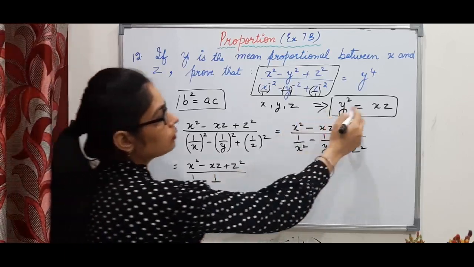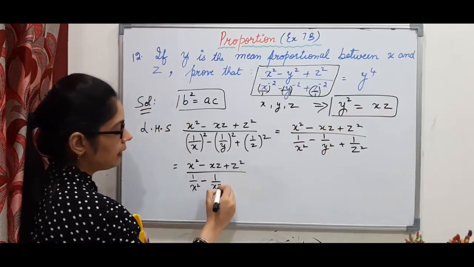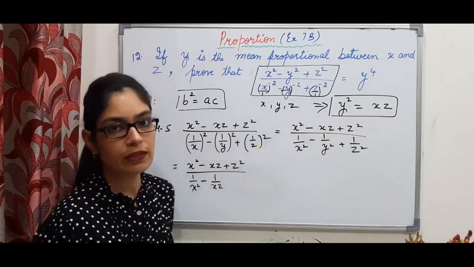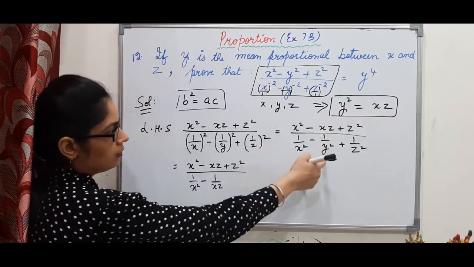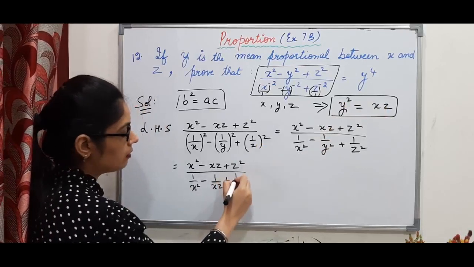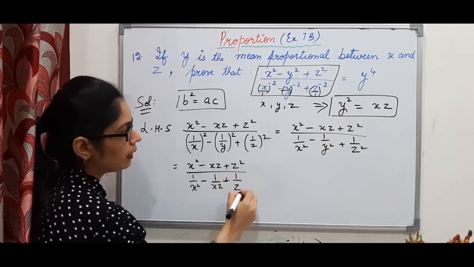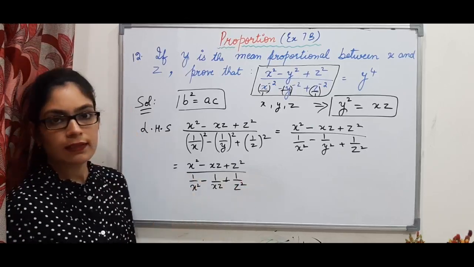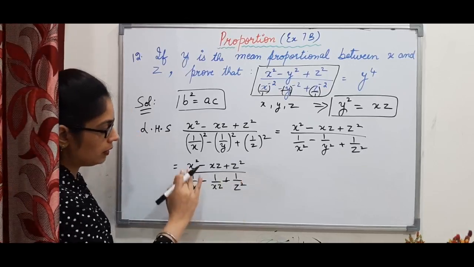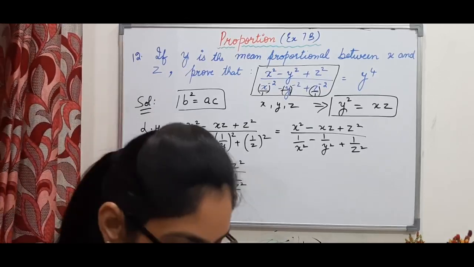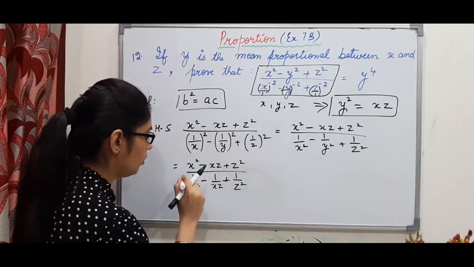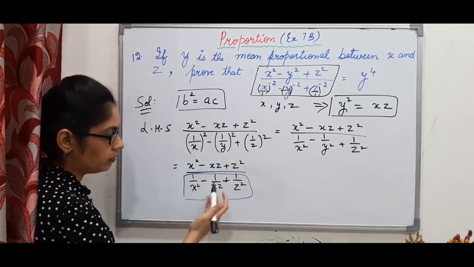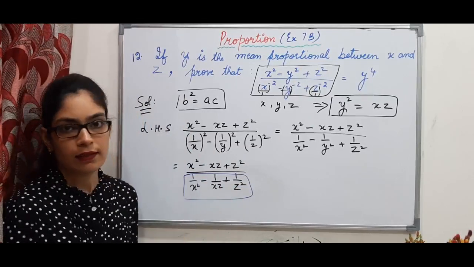Y square is equals to xz. So here also I will write the value of y square. The given value given is this, y square is equals to x into z. So I have just substituted the values upon plus 1 by z square. Now this, if only we see the denominator, this thing, this is like addition of fractions, addition of positive or negative integers. So here denominators are not same.